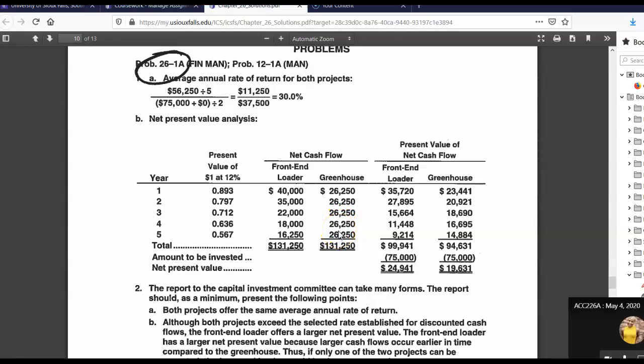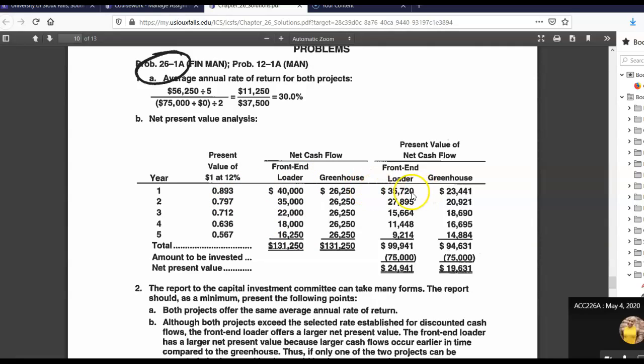Now, you'd say, well, look at here. These are the same for all 5 years. You're exactly right, and you could have done the annuity table. Unfortunately, we could not use the annuity table for the front end loader. So what they did is just to prove to you that you can still use all the factors, even if it is the same, you'll get to the same answer. But we certainly have to use the different factors for each year when it is different cash flows every year. So then you take 0.893 times 40,000.